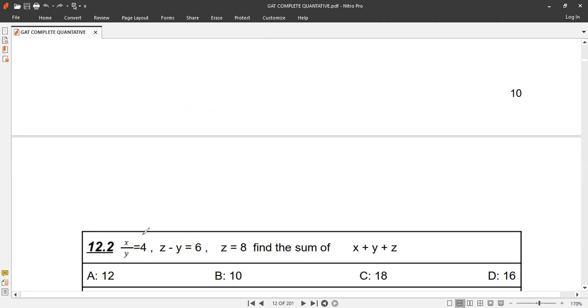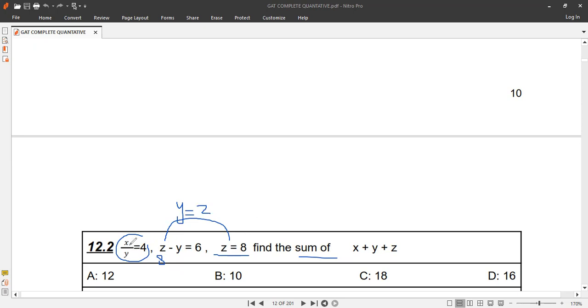Here, x over y equals 4. z minus y equals 6. z equals 8. Find the sum, x plus y plus z. So I need to find them all. I have only z. From this, I can find the value of y because z is 8. 8 minus y equals 6. 8 minus what equals 6? 8 minus 2. So from here, I know that y equals 2 mentally. Now I know y, I know z.